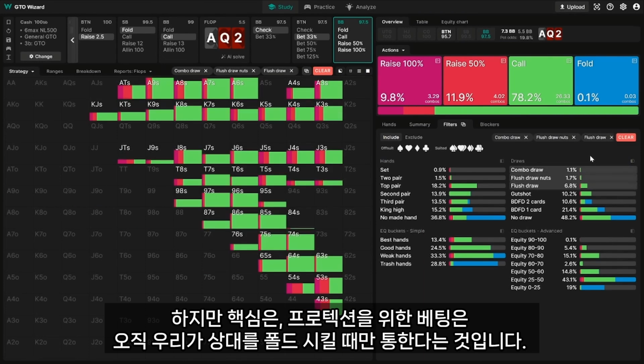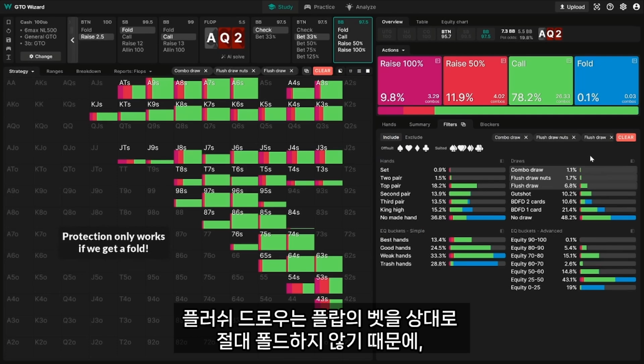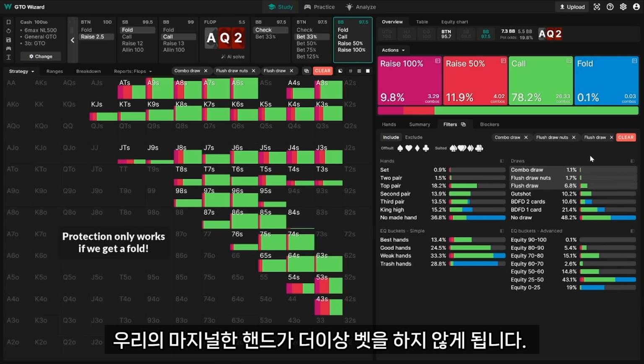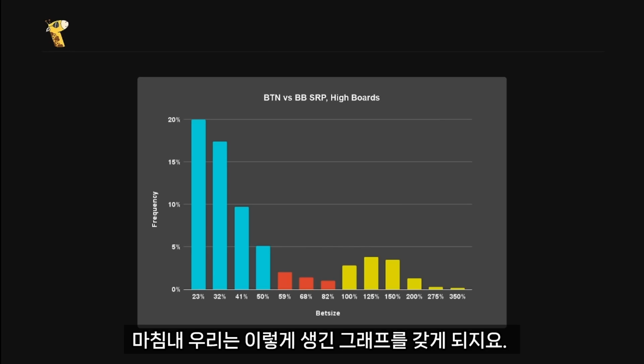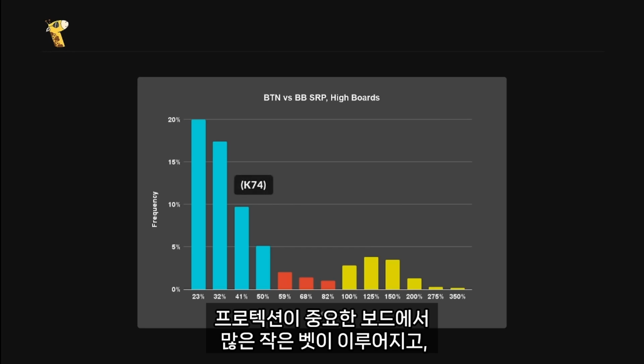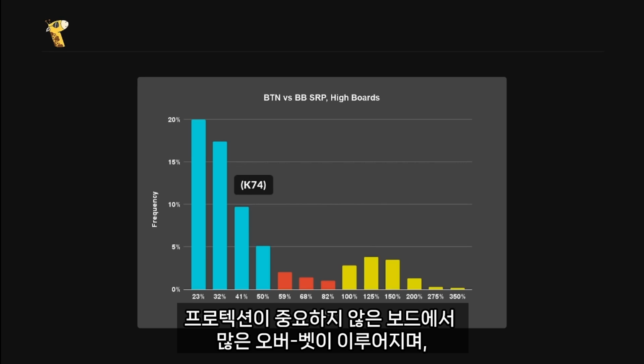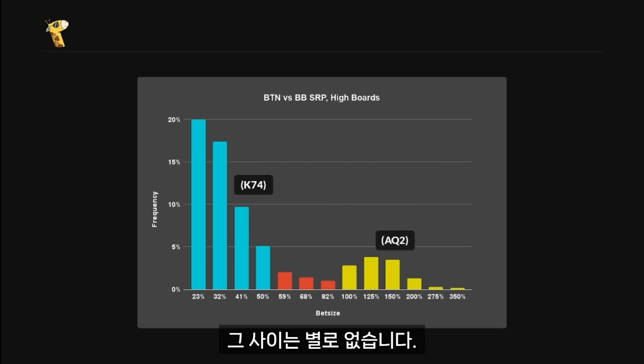Betting for protection only works if we can get our opponent to fold. And since flush draws are never folding against a flop bet, they don't actually make us any more inclined to bet our marginal hands. Ultimately, we get a graph that looks like this. Lots of small bets on boards where protection is important, lots of overbets on boards where protection is not important, and not that much in between.